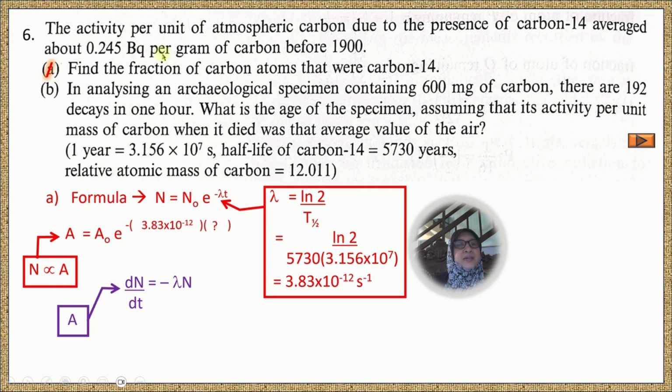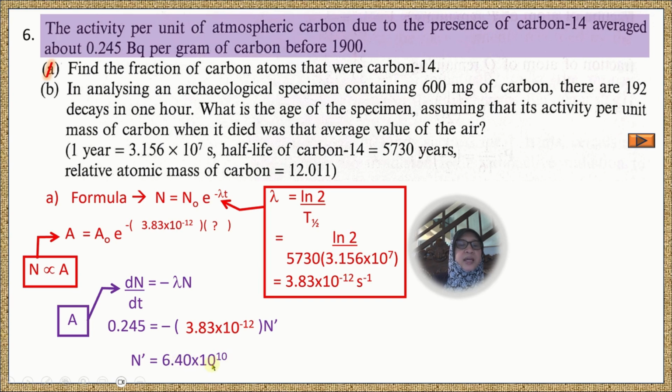0.245 becquerel. Remember that the question says per gram here. So for just 0.245 becquerel, we substitute into the equation, with the decay constant calculated just now, 3.83 times 10 to the power of negative 12. So the number of atoms that haven't decayed yet is 6.40 times 10 to the power of 10, for activity 0.245 becquerel. But we have 1 gram here, so for 1 gram, the number of atoms will be larger in value.